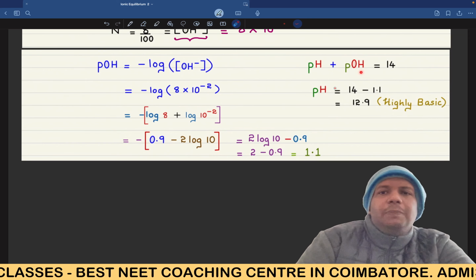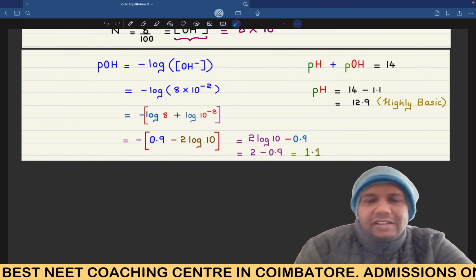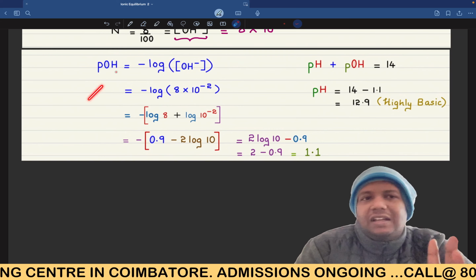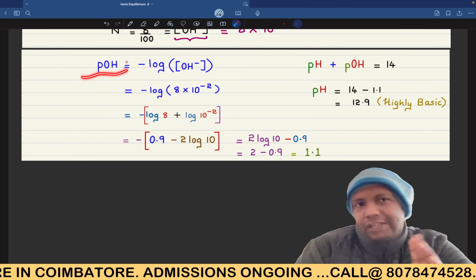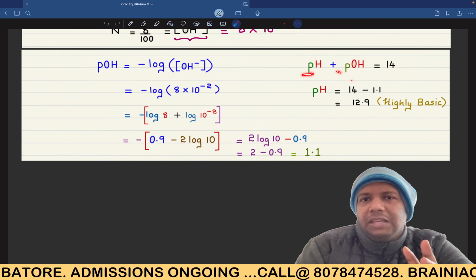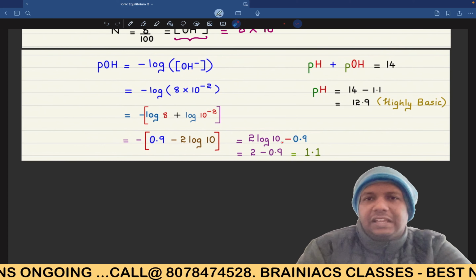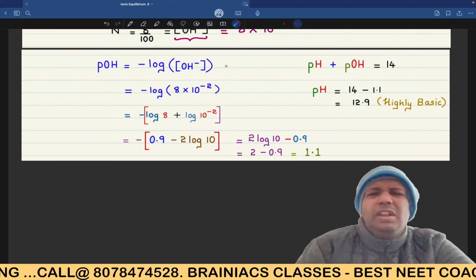So pOH is 1.1, which means pH is how much? Don't get confused. Many students will see that we got one value and say, sir, option C is the correct answer. No, this is pOH. So pH plus pOH is equal to 14. This is a fundamental equation we learn in ionic equilibrium.